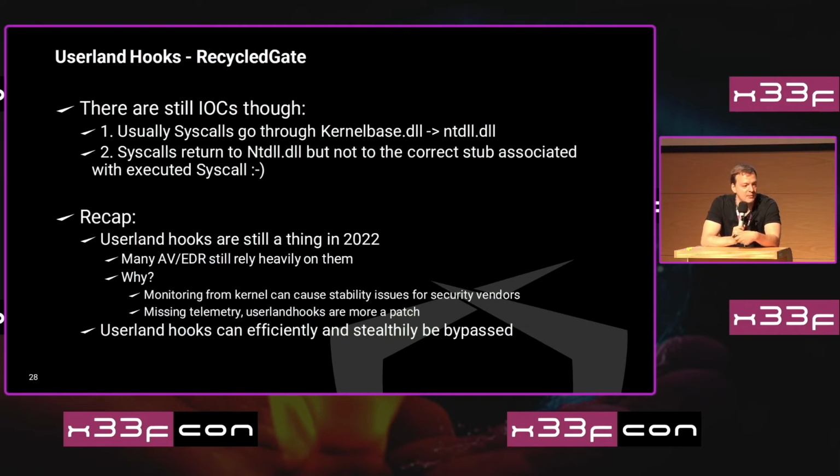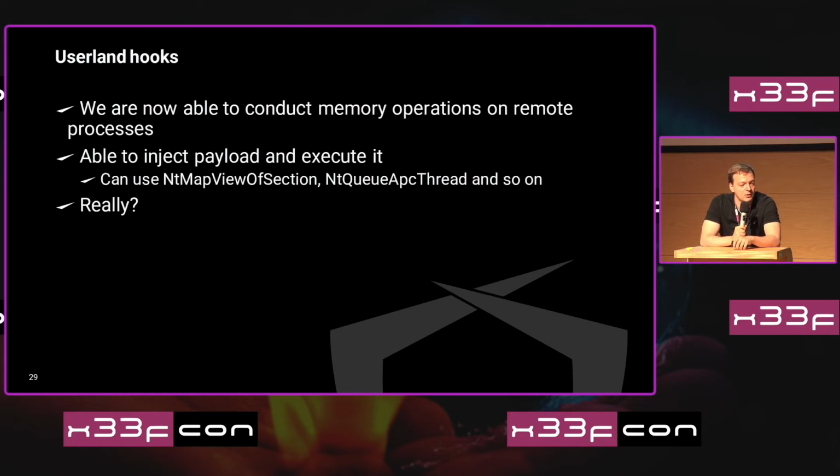What matters from the attacker's perspective is basically that userland hooks are not a problem. They can always be efficiently and stealthily bypassed, and GitHub is full of userland hook bypassing techniques. Cool, so now we should be able to conduct memory operations on the remote process with the handle we gained earlier in a very stealth way. So we should be able to inject our payload using every single API call we want.